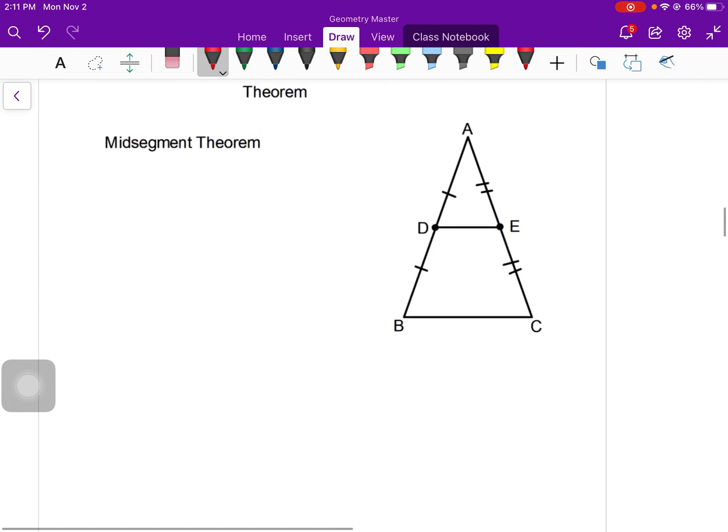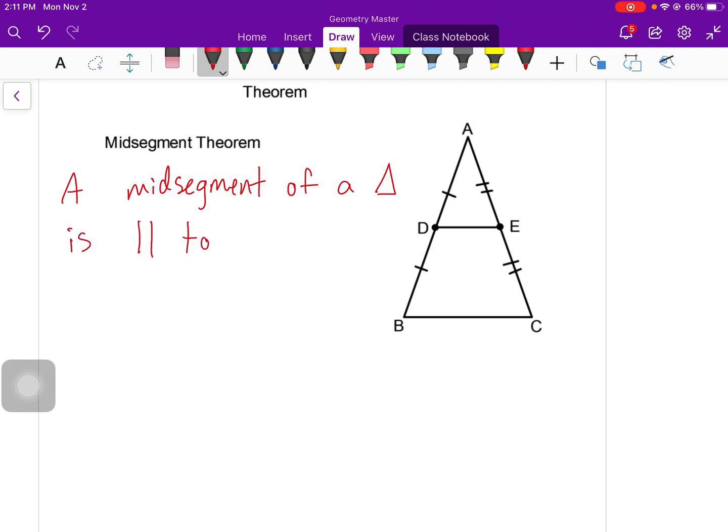So we're going to start with the mid-segment theorem. This is probably one of my favorite theorems. I think this one's pretty cool. It says a mid-segment of a triangle is parallel to and half the length of the opposite side.